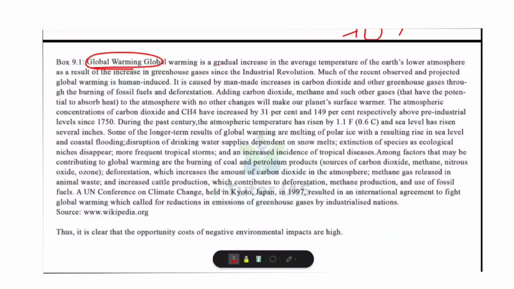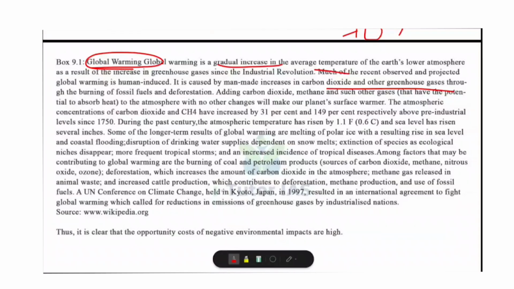Global warming is the gradual increase in the Earth's average temperature, especially in the lower atmosphere, largely because of human activities since the Industrial Revolution. The main cause is the increase in greenhouse gases like carbon dioxide, then methane, and so on. These gases trap heat in the atmosphere like a blanket around the earth, making it warmer. So let's look at some key facts.